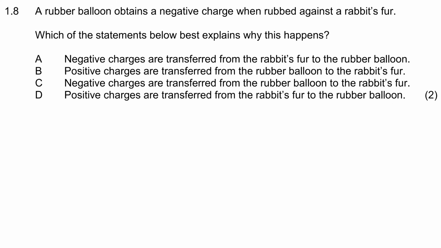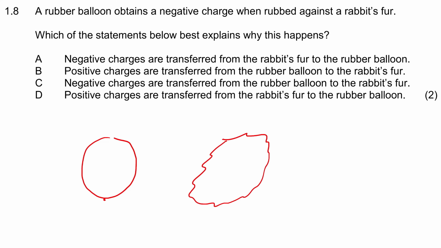A rubber balloon obtains a negative charge when rubbed against a rabbit's fur. Okay, which of the statements best explains why this happens? So let's say, for example, we have a balloon. Okay, there we have a little balloon, and we've got some rabbit fur. So I'm just going to draw it like that. So this is the balloon. Oh, I knew that was missing. There we go. And then let's just say this is the fur.